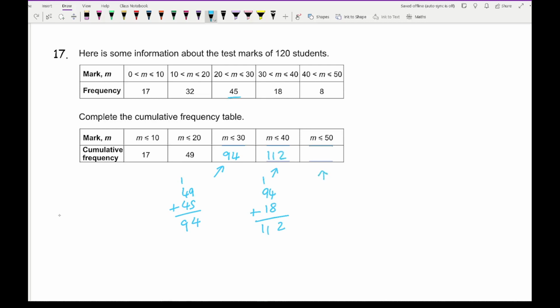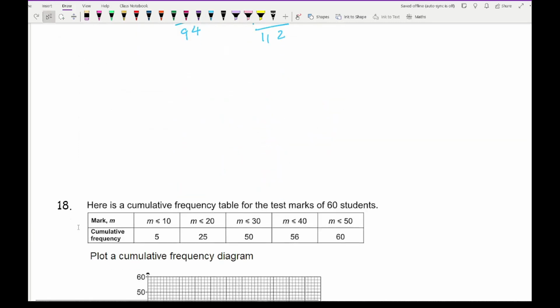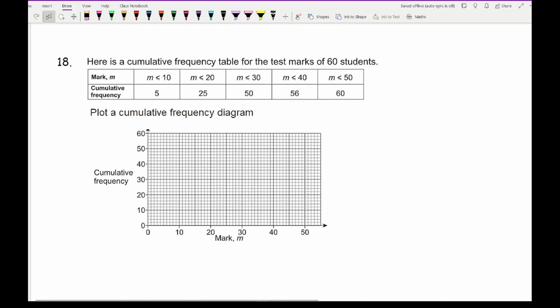And then for the last one, that's going to add up to 120. Then for question 18, it says here is a cumulative frequency table. What we actually need to do is to plot this. So again, if you want to copy the diagram, it's entirely up to you. But basically what we're doing here is we're plotting the cumulative frequency value against the upper bound. So we're plotting those values against those coordinates.